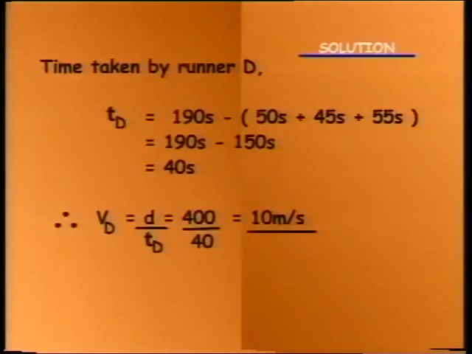Therefore, the time taken by the runner D should be the 190 seconds, which was the total time taken by the team, minus the sum of the time taken by the other 3 runners. So we have 190 seconds minus 50 seconds plus 45 seconds plus 55 seconds. And that is 190 seconds minus 150 seconds, which should give you 40 seconds. So runner D took 40 seconds, and so his speed was 400 over 40, which is 10 meters per second.